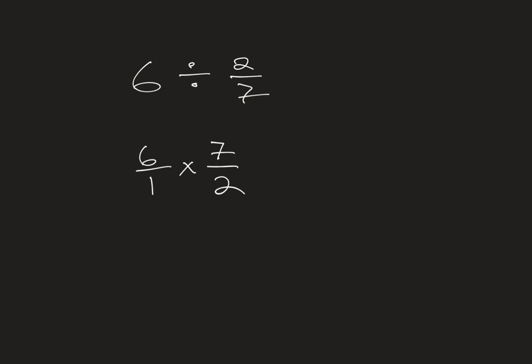I look to see if I can do any simplifying before I multiply. 6 and 2 can both be divided by 2, so this becomes 3 and 1. And then I multiply across. 3 times 7 is 21. 1 times 1 is 1. I'm never going to leave an answer with 1 in the denominator, because 21/1, when simplified, is just 21.